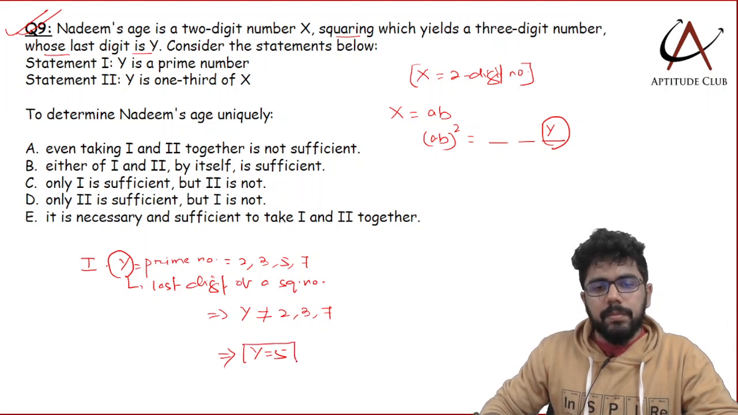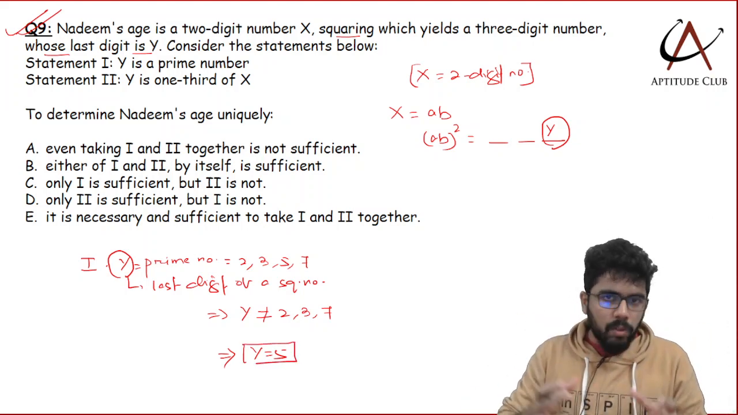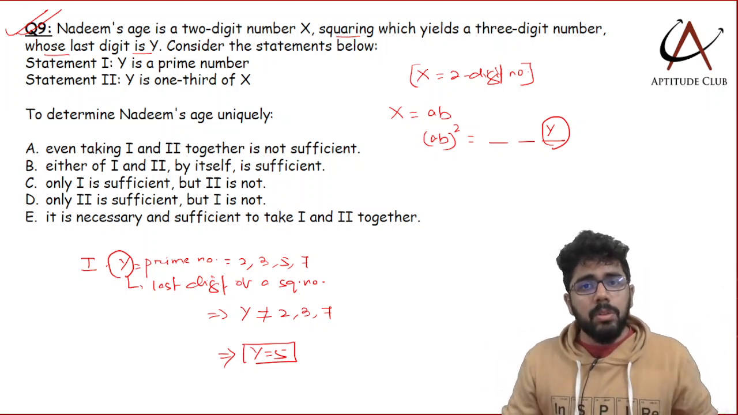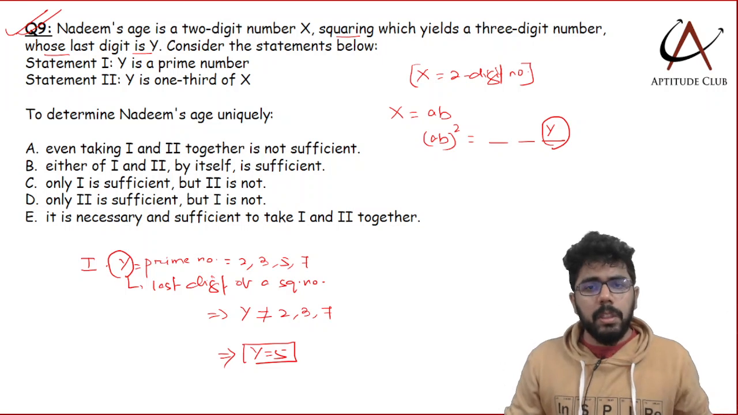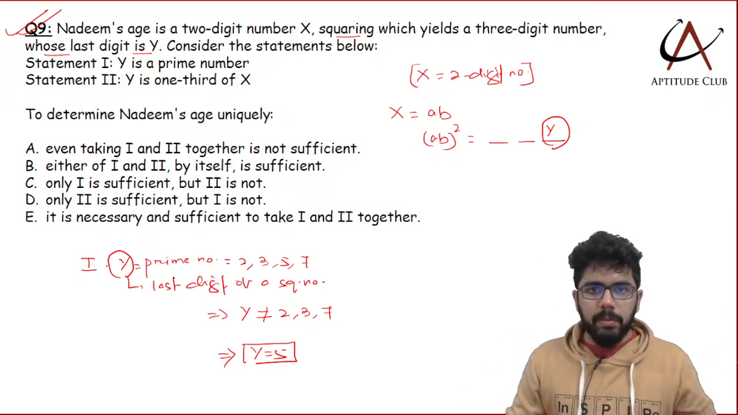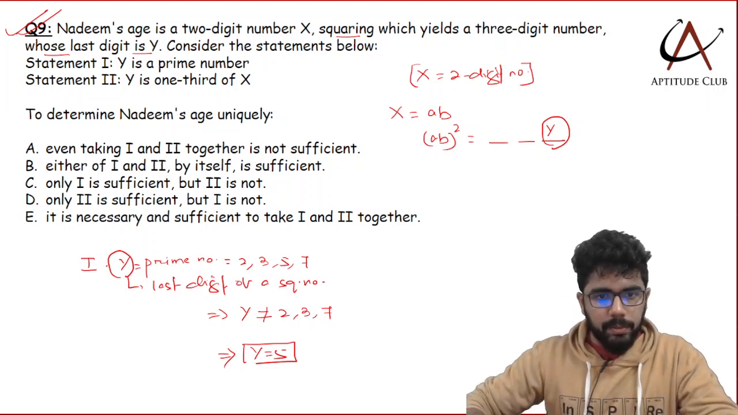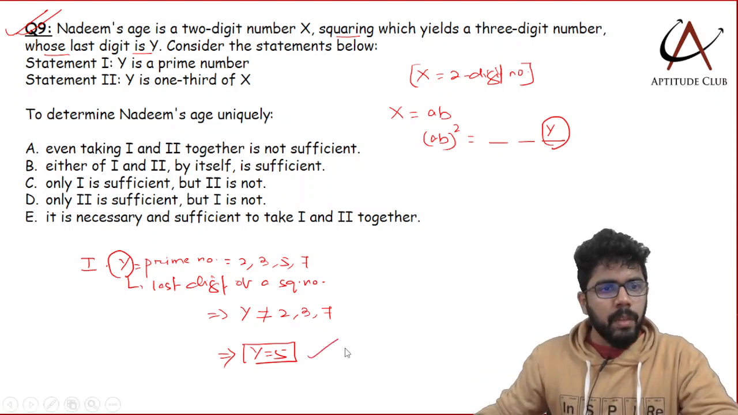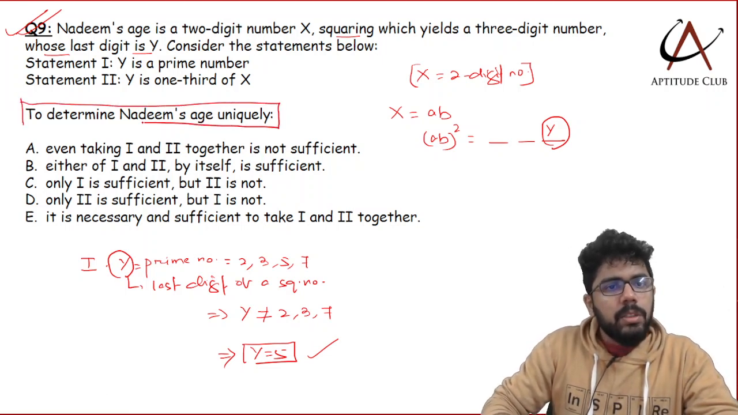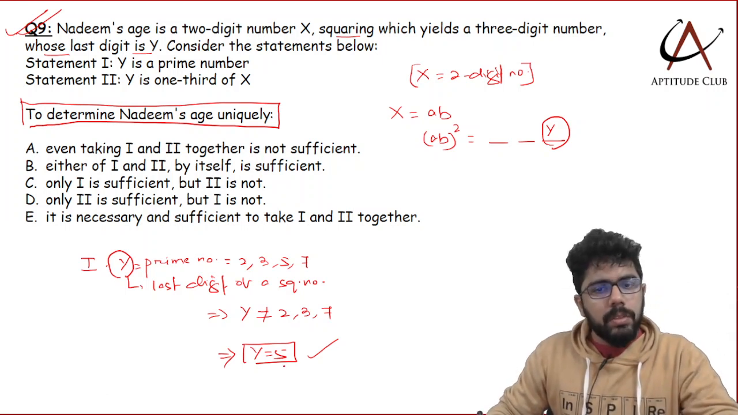This is fixed, the only option. The squared number is 3-digit with last digit y, and y is prime. Among prime digits, I have 4: 2, 3, 5 and 7, and no square will ever end with 2, 3 or 7. So y is 5, and I got the value of y. What is the question asking? Can I calculate Nadim's age uniquely? Based on this, can I say what is the age of Nadim?